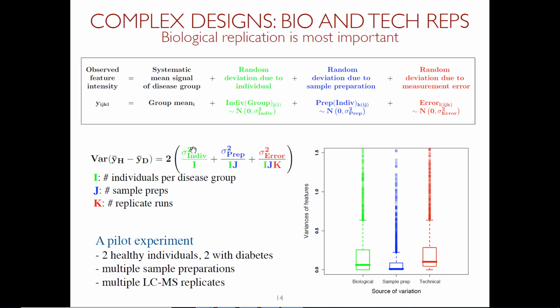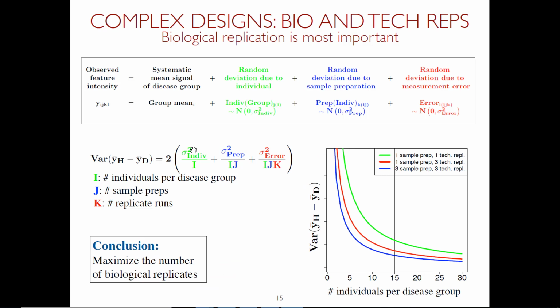Okay, let's keep going because we're not done. By the way, this is also another way to look at the same thing, in terms of cost and efficiency. I can look at how we reduce this variance. Let's say I want 3 sample preps and 3 technical replicates, and 5 subjects. This is the blue line. That gives me 45 runs: 5 subjects, 3 sample preps and 3 technical replicates.